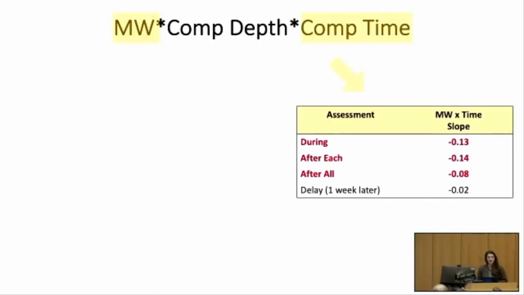There's also a significant two-way interaction between mind wandering and comprehension time. Mind wandering was a significant negative predictor for the during reading, after each text, and after all text time points, but not for that delayed time point where we gave those assessments a whole week later. And this was very interesting.